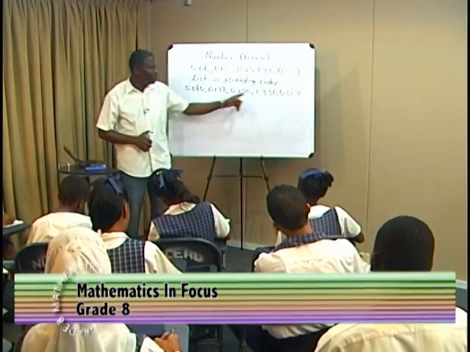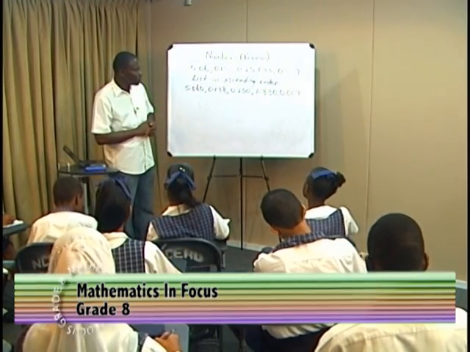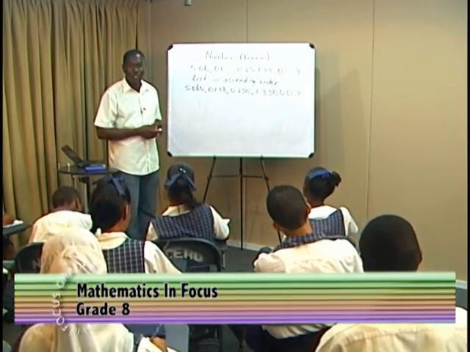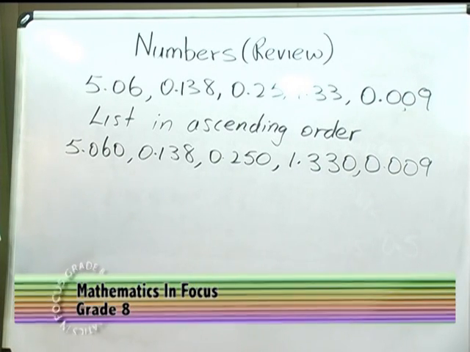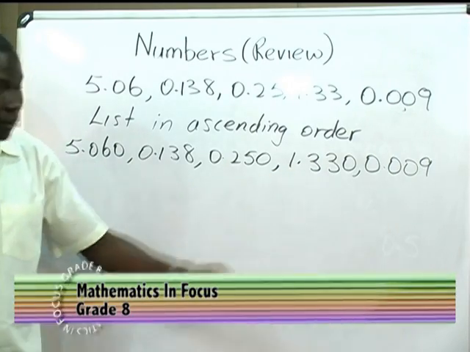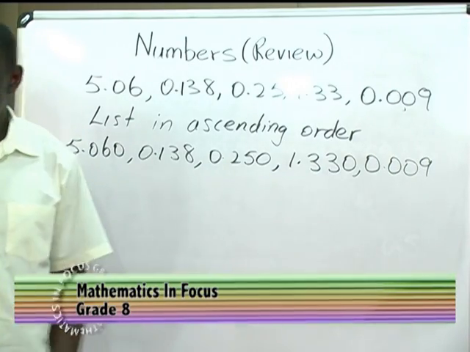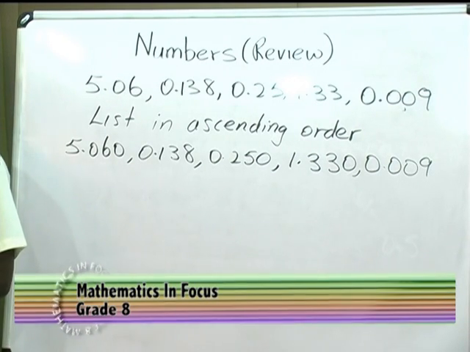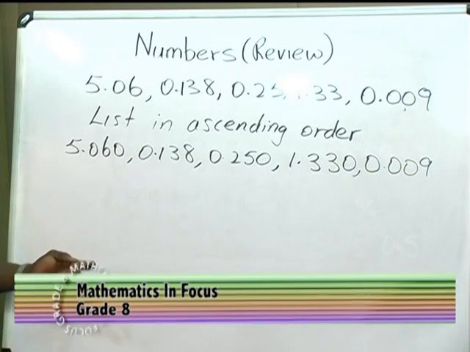With this now in place, it makes it easy for us to tell which is the largest and which is the smallest number. Because all we do is just imagine there was no decimal place there. What will the number be? If there was no decimal place, then this is 5,060. This is 138, 250, 1,330, and this is 9. And remember, we're listing them in ascending order, from the smallest to the largest.